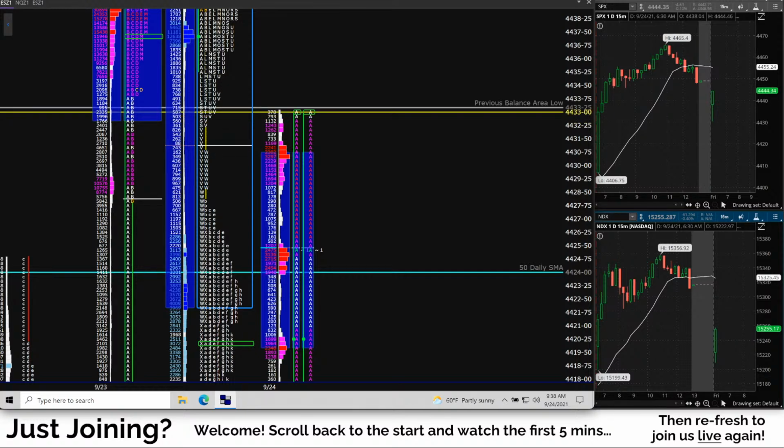Miles got long to ES. That'll be a great trade if we get above this previous balancing area. We get back into yesterday's value and we start to build some support. Be a great entry.